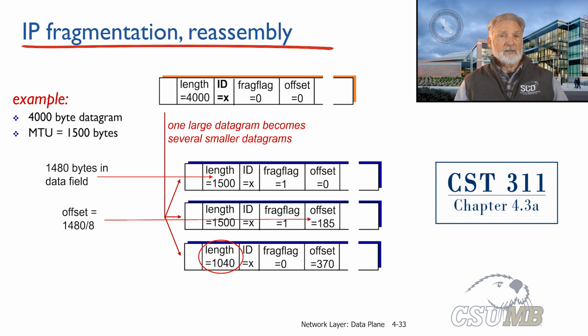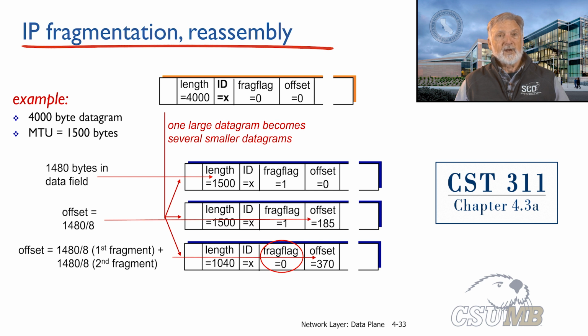The third fragment's length is 1,040 bytes. This is the remaining data portion of the fragment, plus 40 bytes for IP packet overhead of the second and third fragments. The offset value is now 370, which is the size of the data portion of all the preceding fragments expressed in multiples of 8 bytes. Since there are no more fragments, the frag flag has been cleared. Now, using the information in these fragmentation fields, the receiving host can reassemble the IP packets, even if the packets are received out of order.